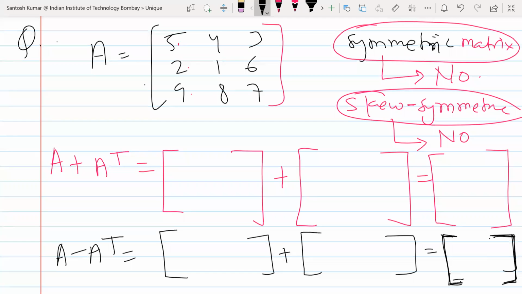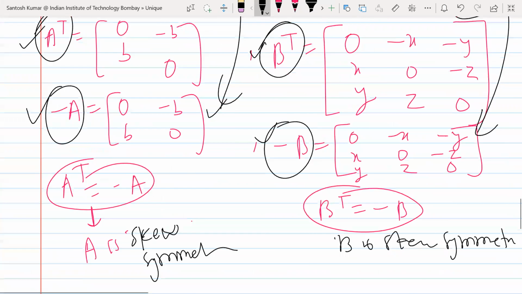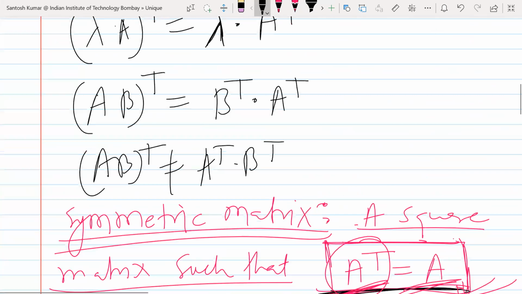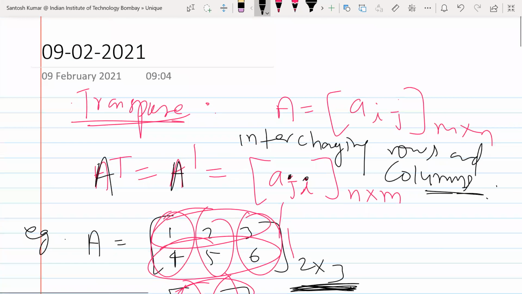So tell me, A plus A transpose is what? A minus A transpose is what? Sir, A transpose क्या होगा? Oh, that's a very good question. So where were you when I was telling transpose? Yeah, read here. What is transpose?